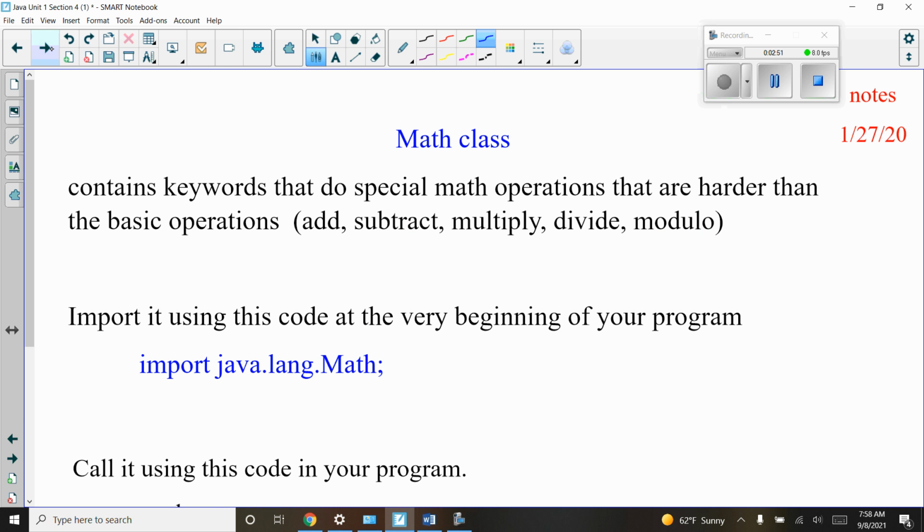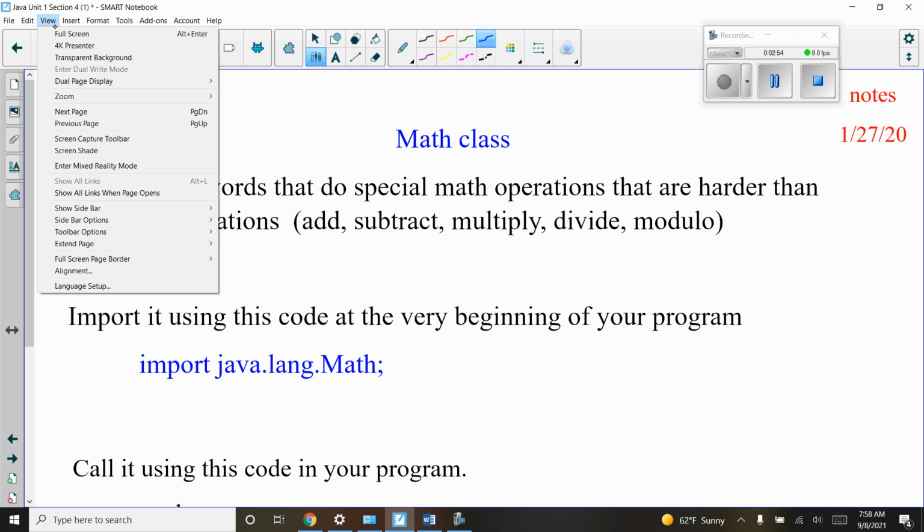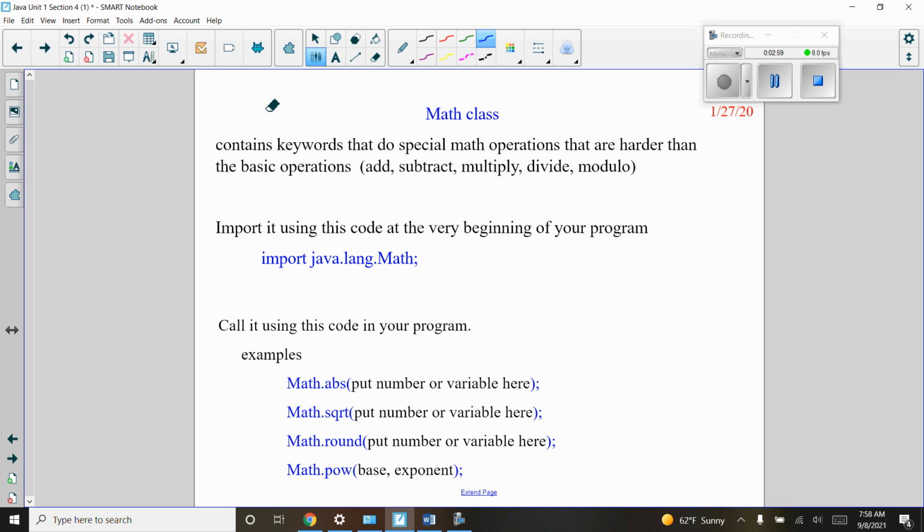So we go to the next page here. So the math class. Remember, we had some operations that we could do that were built in. These are things that we can't do. So just like with the scanner, we have to import this at the beginning of the program. Like your first line, maybe your second line if you're doing the scanner, is importing it. Here are some examples, and there are more. These are going to be the 4 that we talk about for now at least.